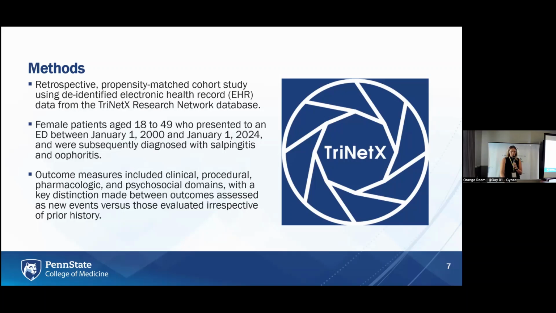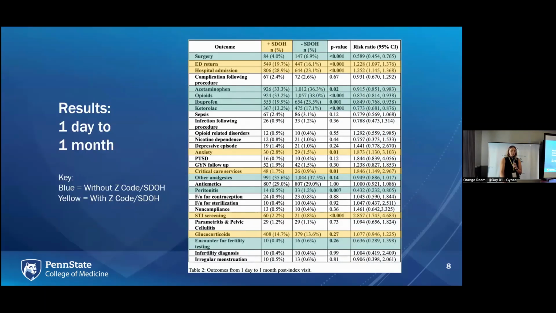So now I'm going to show the results broken up into time increments over this 1-year period, as well as a bird's eye view of the entire 12-month study period. So following propensity score matching, a total of 5,570 patients were included in the analysis, with 2,785 individuals in each cohort. During the first 30 days following the index ED visit, patients with Z code documentation were significantly less likely to undergo surgical intervention, receive analgesic medications such as acetaminophen, opioids, and ibuprofen, as well as ketorolac, as demonstrated by the blue highlight on this table and all subsequent tables. They were also less likely to be diagnosed with peritonitis relative to patients without documented Z codes.